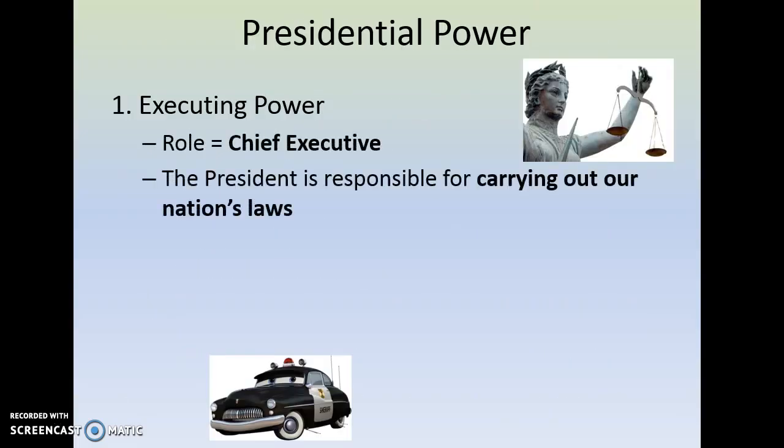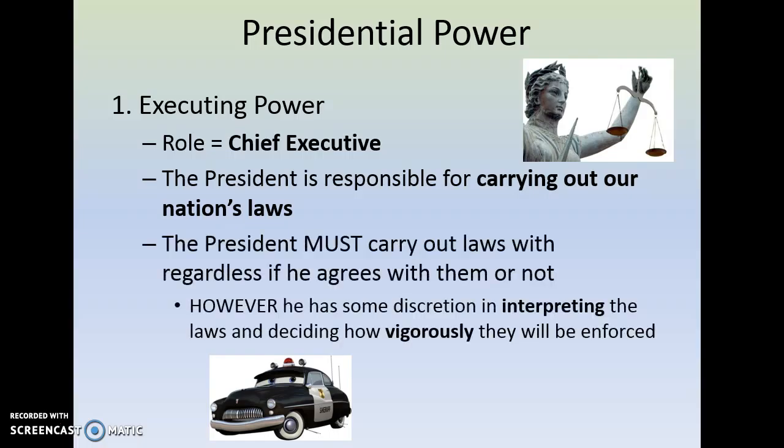The president has a number of different powers based on the 8 roles we went over in the previous video, or in the previous chapter. The first one, he's the chief executive, which means he has the responsibility for carrying out all the laws that Congress writes. Congress writes the laws, president enforces the laws. Now, the president has to enforce laws whether he agrees with them or not.